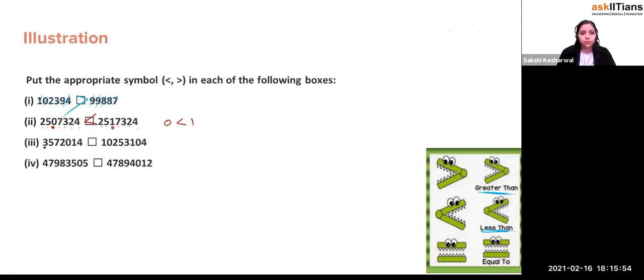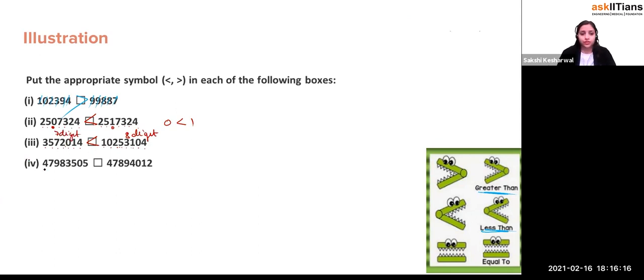Now again count the number of digits: 1, 2, 3, 4, 5, 6, 7, and it's again 1, 2, 3, 4, 5, 6, 7, 8. Wait a minute. Yes, this one is 8 digit, and this one is what? 7 digit, right?